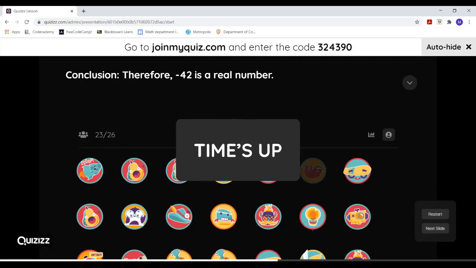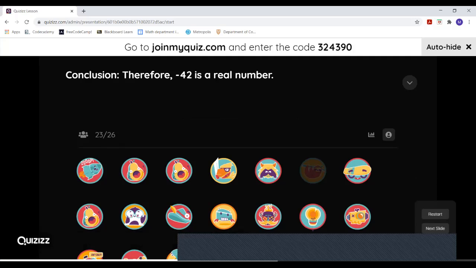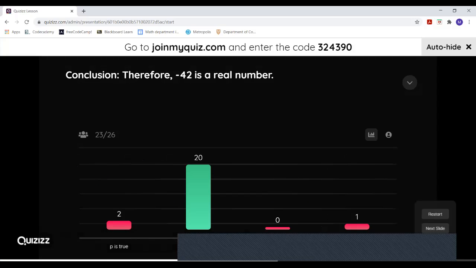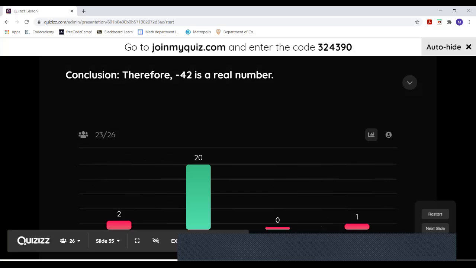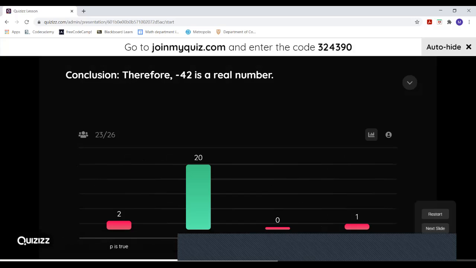I think I'm just going to leave up the timer on these. It seems pretty reasonable. Seems like most people are getting it within the time. Therefore, minus 42 is a real number. That is definitely a Q statement because it's talking about real numbers. It's confirming it's a real number. So this is saying Q is true.